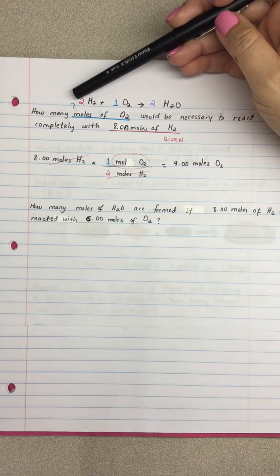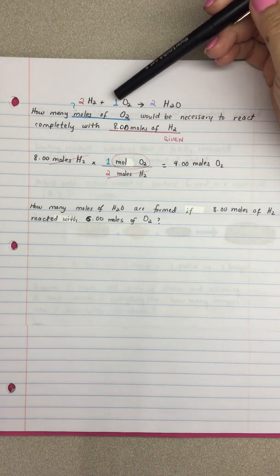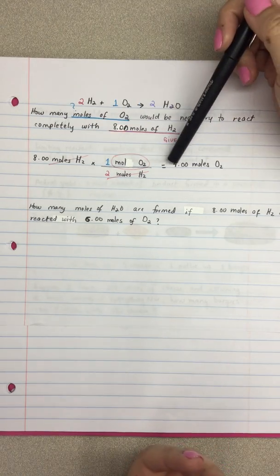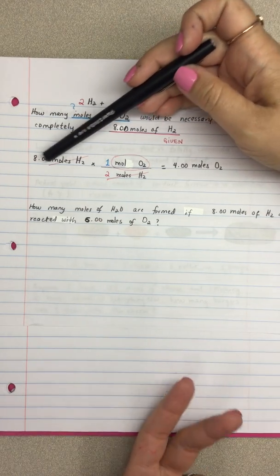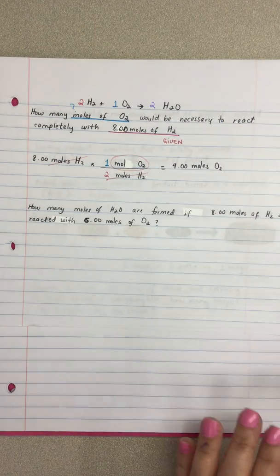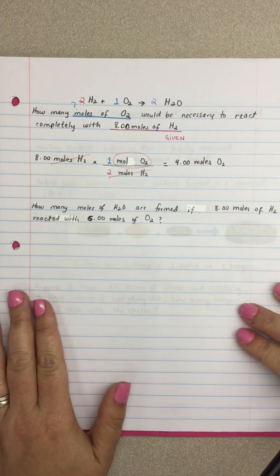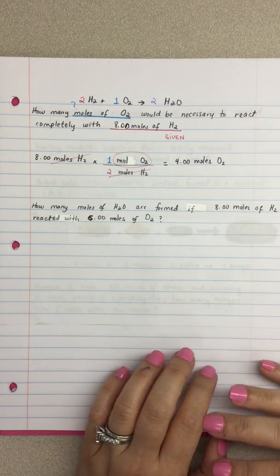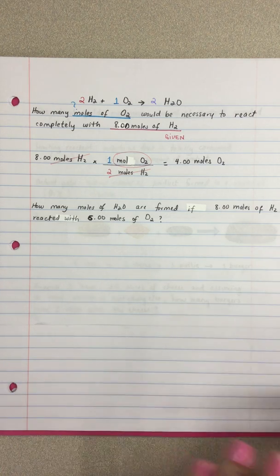If you need 1 mole of oxygen per every 2 moles of hydrogen, you will need 4 moles of oxygen for every 8 moles of hydrogen. That's what you're calculating. Now I have a more interesting problem here because in this one, I'm giving you amounts for both reactants. Everything that you did were amounts of 1 and you were getting the amount for another one.